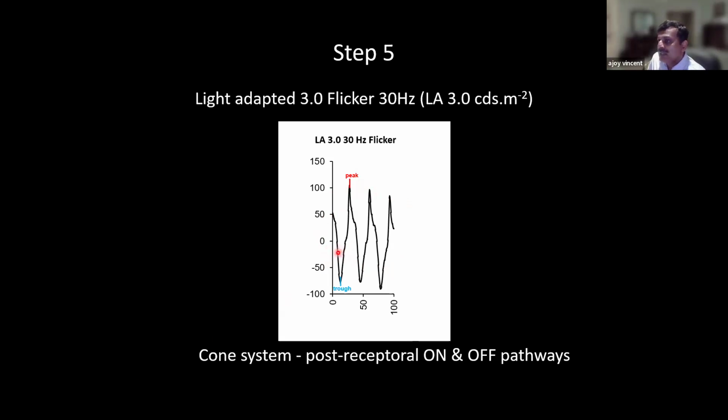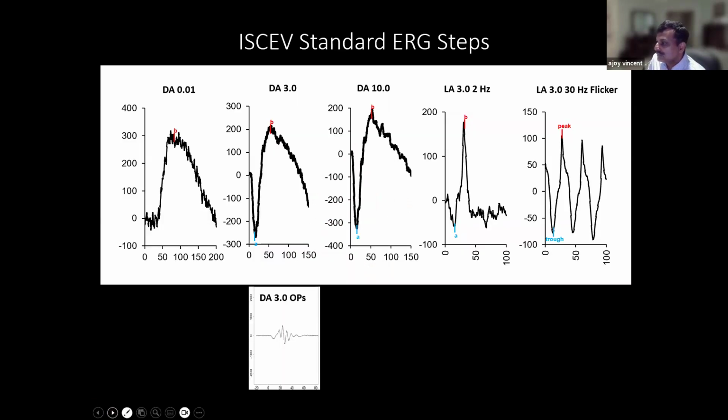And unlike the other responses, where you denominate A and B wave, the flicker ERG is denominated as trough and peak. You measure the amplitude of the response from the trough to the peak, and the timing as the timing of the first peak of the response. So these, in a nutshell, are the 5 main steps of the full field ERG.